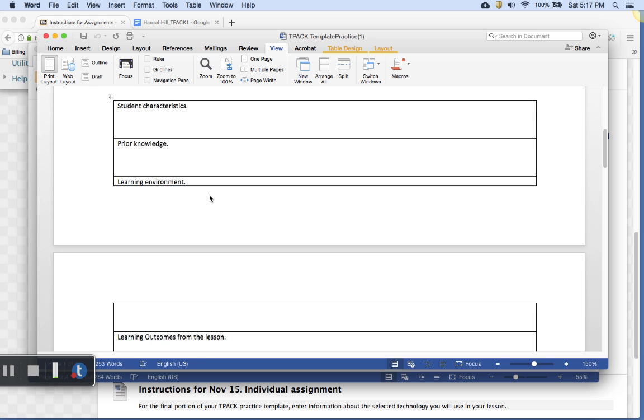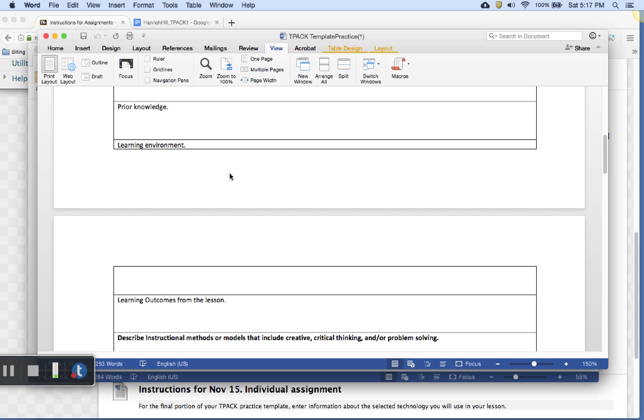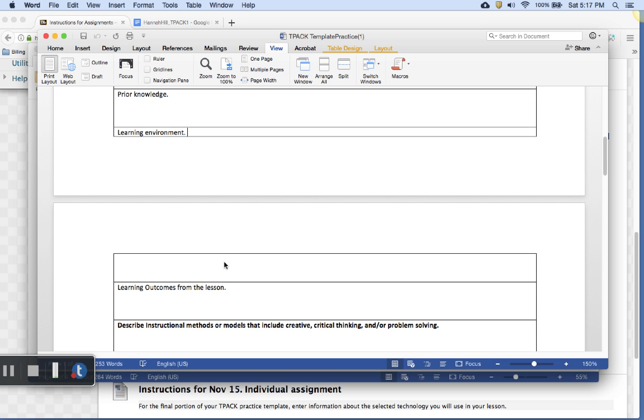In the learning environment, here you describe the classroom, how the classroom is arranged, anything that's on the walls that would support the lesson. You might describe a library media center, a computer lab, a field trip, whatever the learning environment is, and any resource that's in the environment that would support your lesson. You determine that in advance, and you think about these things in advance.